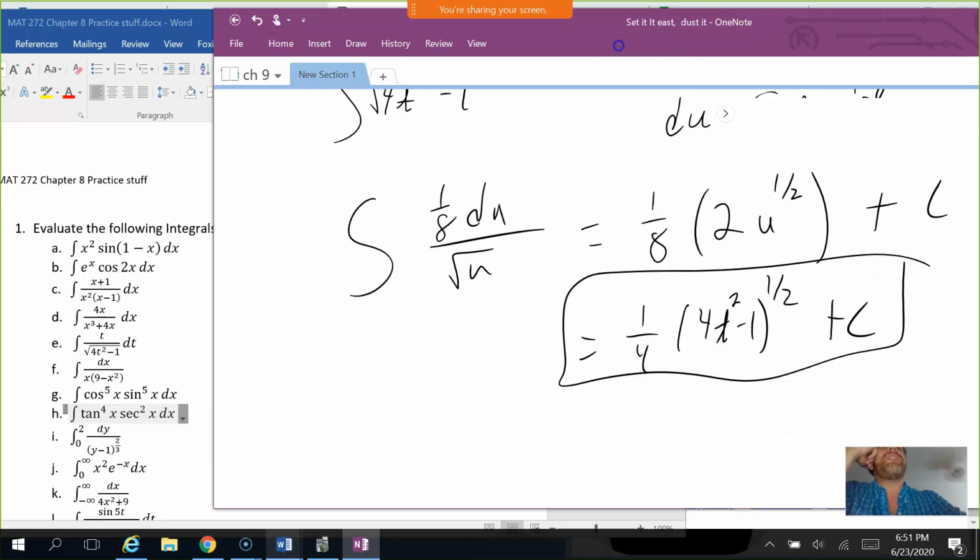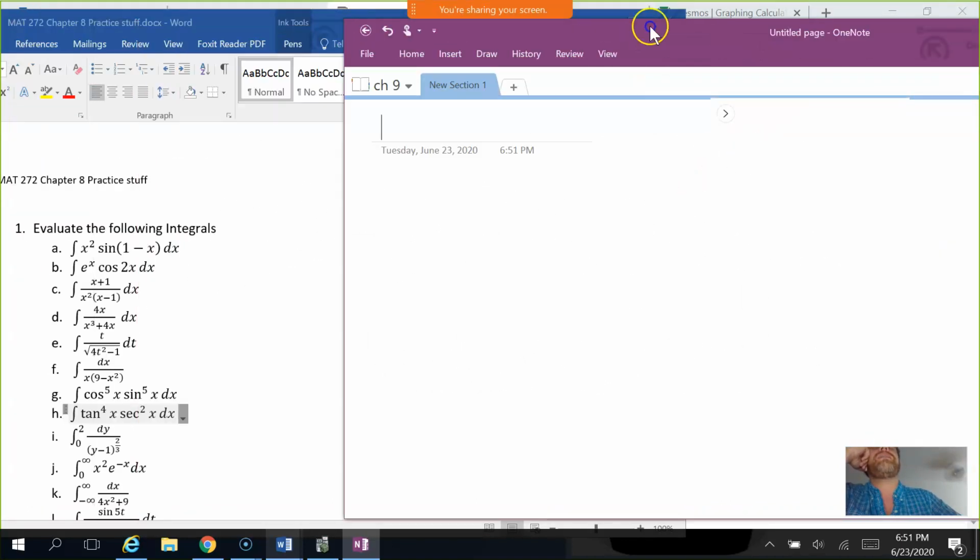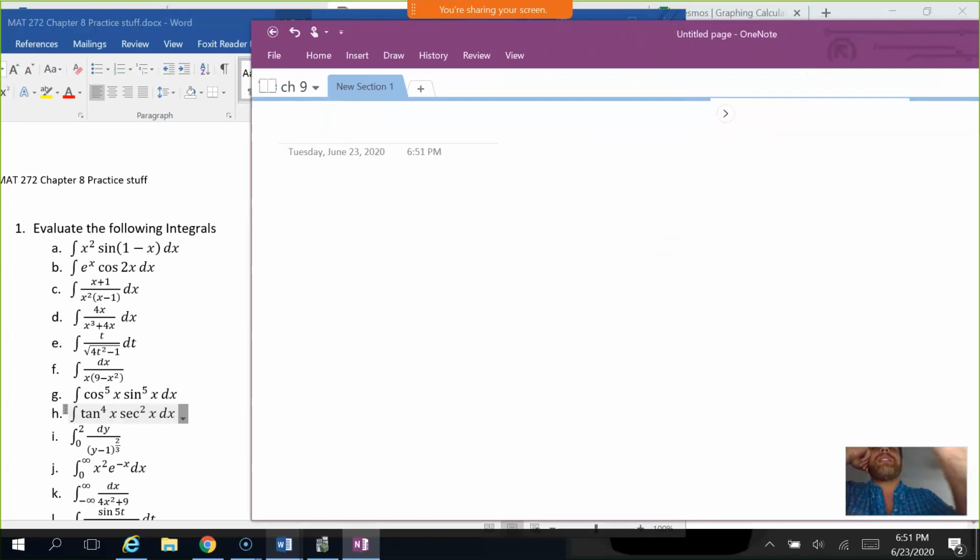Okay, let's do one more. This next one's pretty difficult, so we'll look at this one and then we'll probably get out of here for the day. So this last integral, f, and we'll do the rest next time. The integral dx over x times the square root of 9 minus x squared.